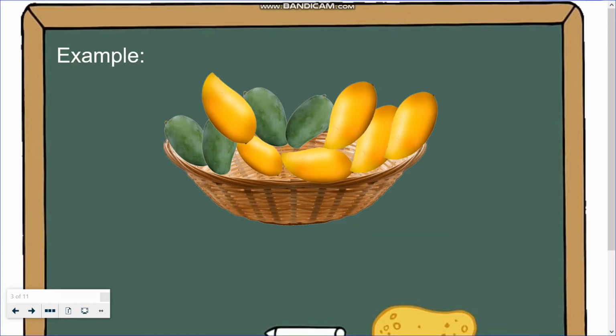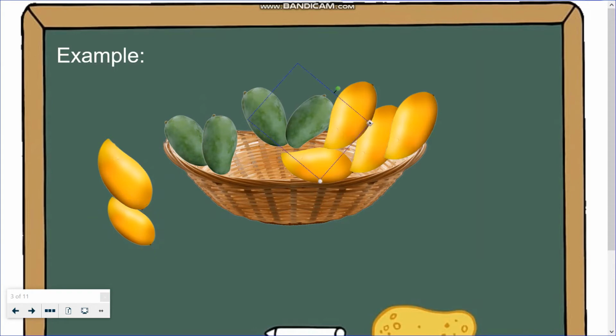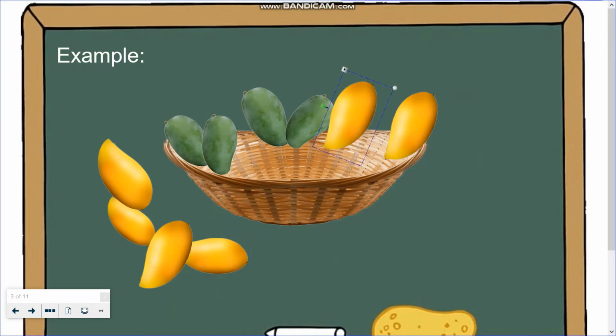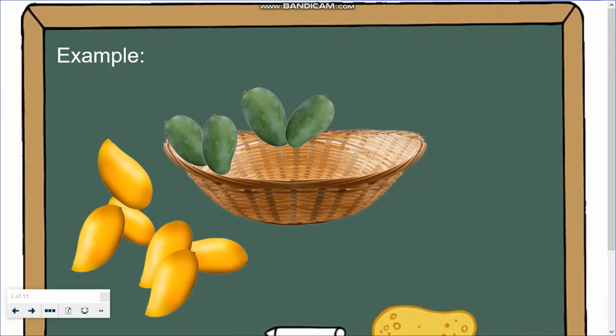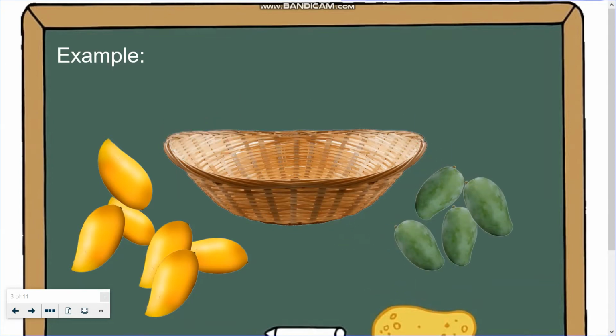Now let's get the proportion of the yellow mangoes. Let's start counting. 1, 2, 3, 4, 5, and 6. So there are 6 yellow mangoes out of the 10 mangoes in the basket. Now let's count the green mangoes. 1, 2, 3, 4. So there are 4 green mangoes out of the 10 mangoes inside the basket.